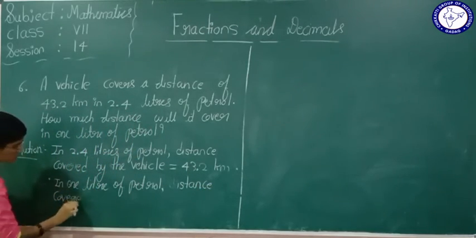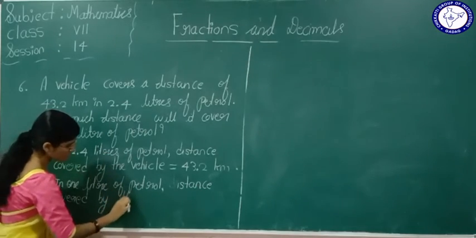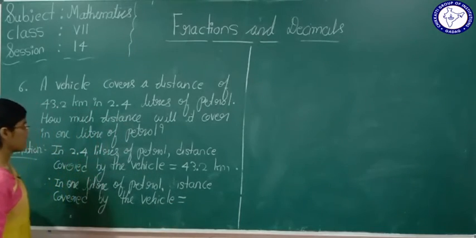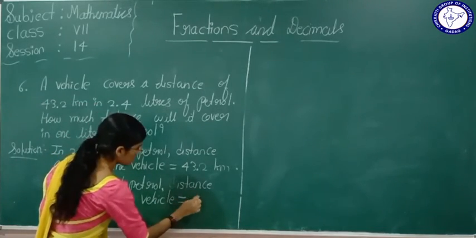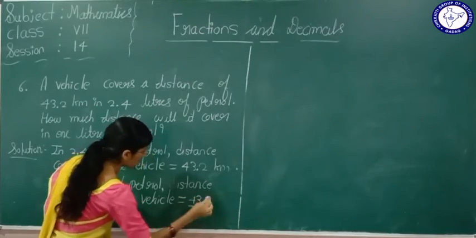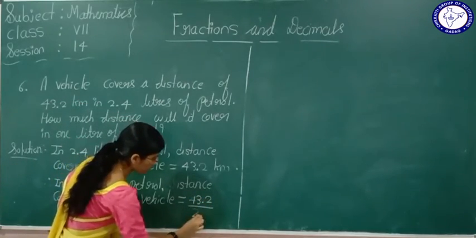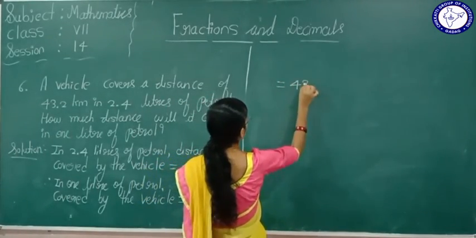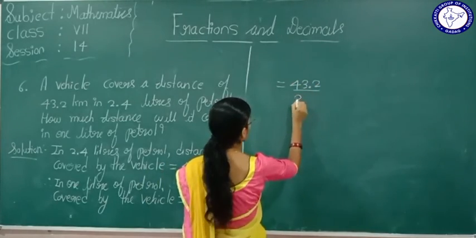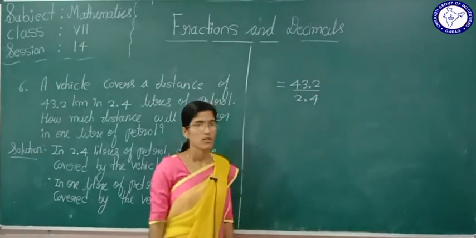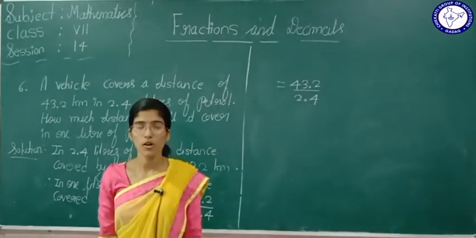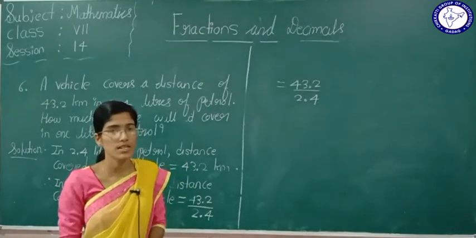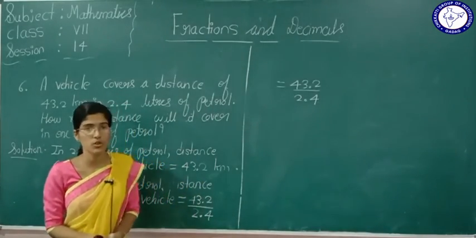Distance covered by the vehicle is equal to, what is that? 43.2 divided by 2.4. Yes or no? Now see here, 43.2 divided by 2.4. Now see here, students, we know how to divide a decimal number by a decimal number, yes or no? Just now we have solved so many problems based on that, yes?